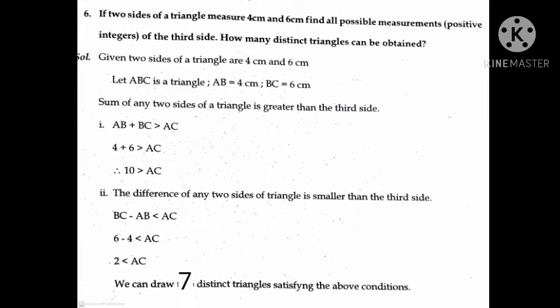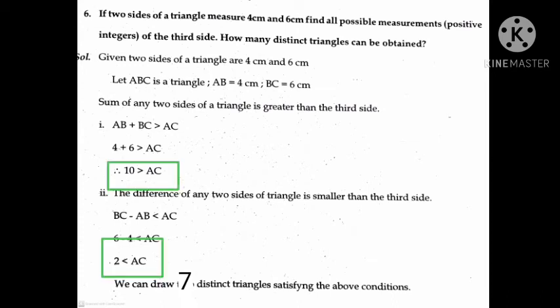In the second case, the difference of any two sides of a triangle is smaller than the third side. So BC minus AB is less than AC. Substituting BC and AB values, 6 minus 4 is less than AC. 6 minus 4 means 2 is less than AC. That means the length of AC must be greater than 2. So we can draw 7 distinct triangles satisfying the above condition, because the length of AC must be greater than 2 and less than 10.